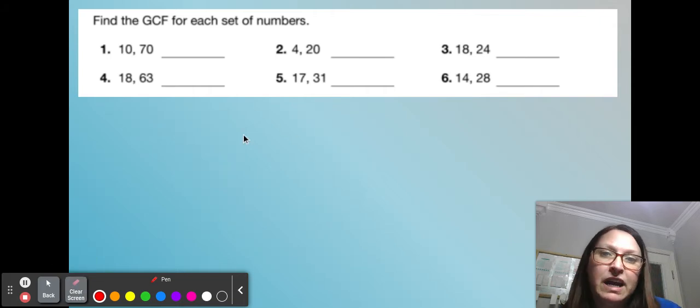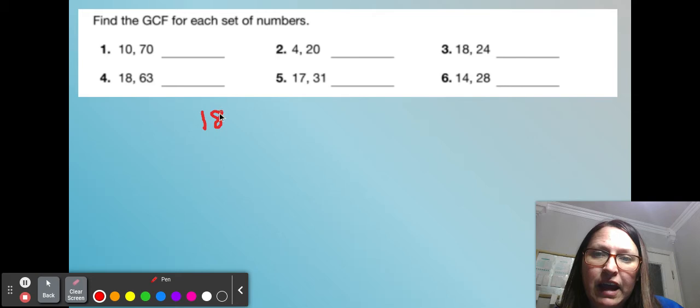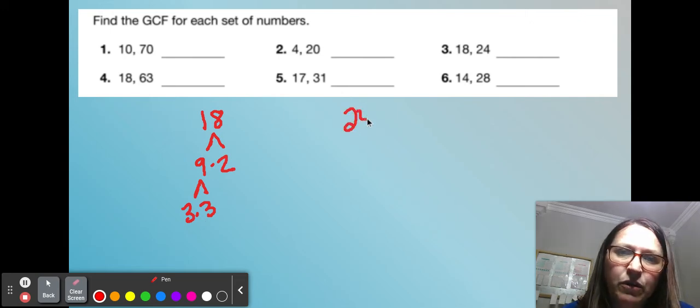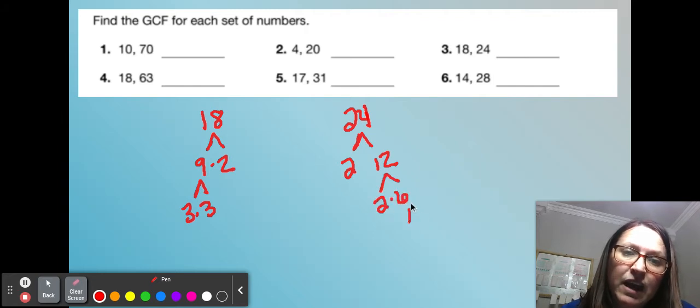Let's look at number 3, 18 and 24. 18 is 9 times 2. 9 is 3 times 3. Now I have prime factors for 18, and let's look at 24. 24 is 2 times 12. 12 is 2 times 6. And 6 is 2 times 3.